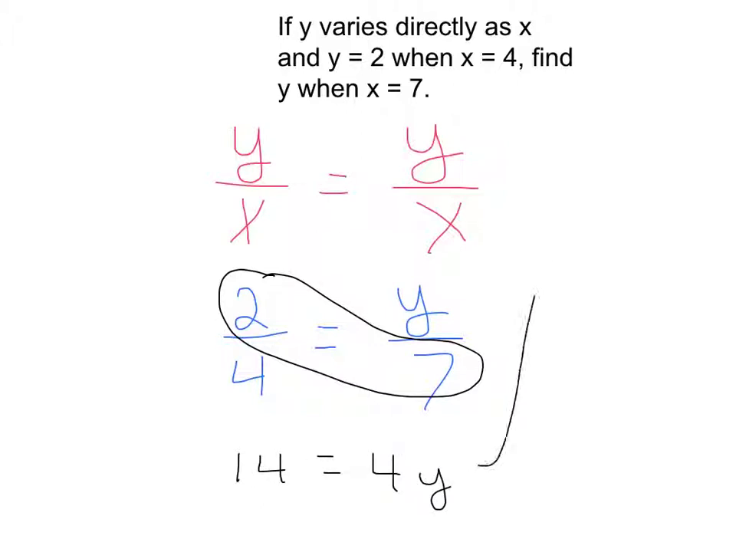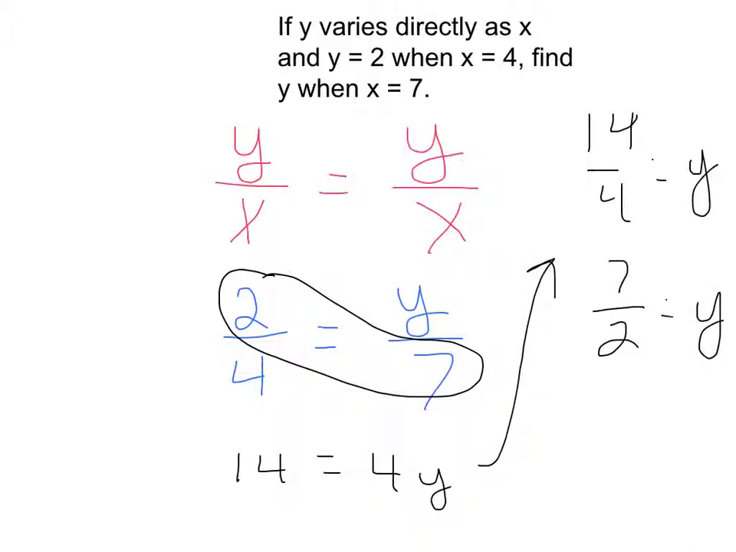Now I'm going to take that, and I'm going to divide both sides by 4. So 14 over 4 is y. 14 over 4 is the same thing as 7 over 2, which is in fact the same thing as 3.5. So this is just another way to come up with the value of y, and using this method I don't have to actually write the direct variation equation.